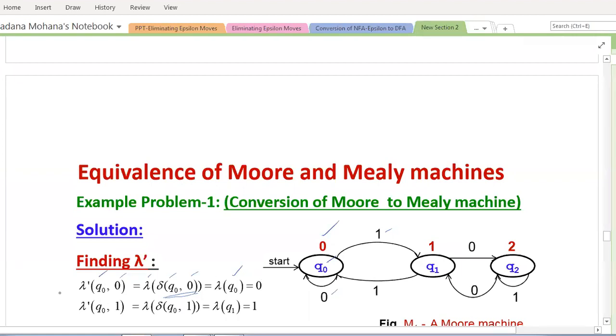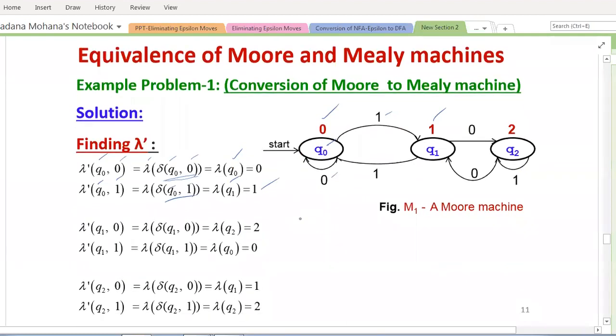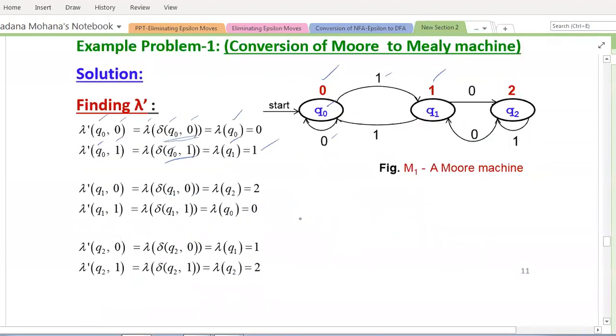Similarly, for the same state on input 1, so Q0 on 1, this is equal to λ(δ(Q0, 1)). Now Q0 on 1, the next state is Q1. Therefore λ of Q1. What is the output of Q1 here? That is 1. Like that for every state you can find out output functions.